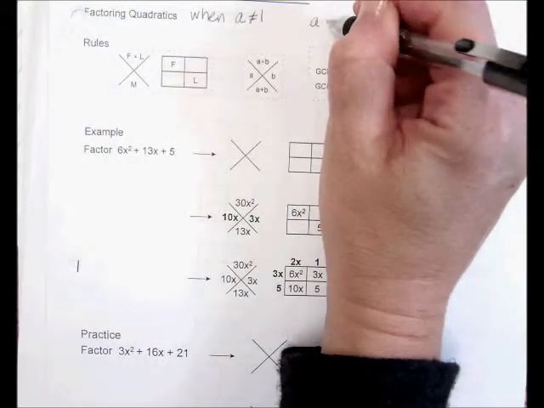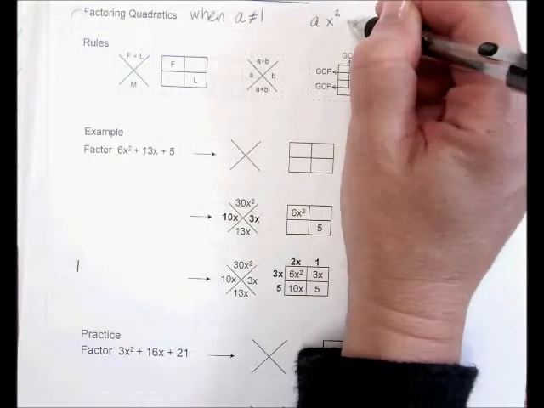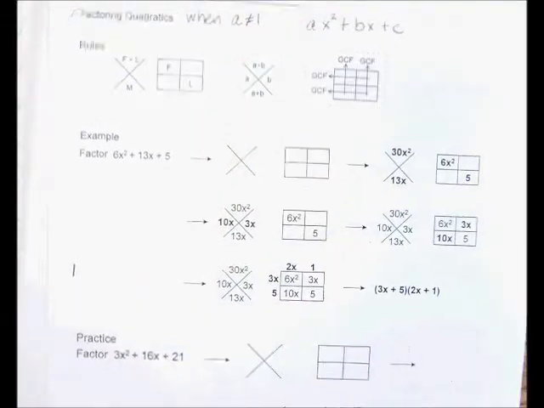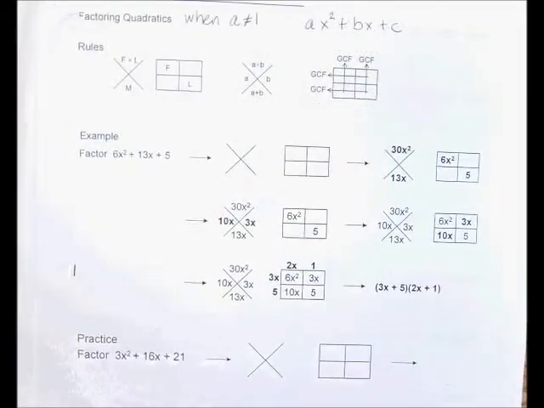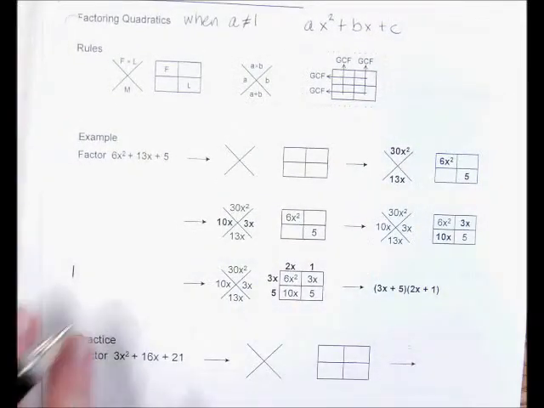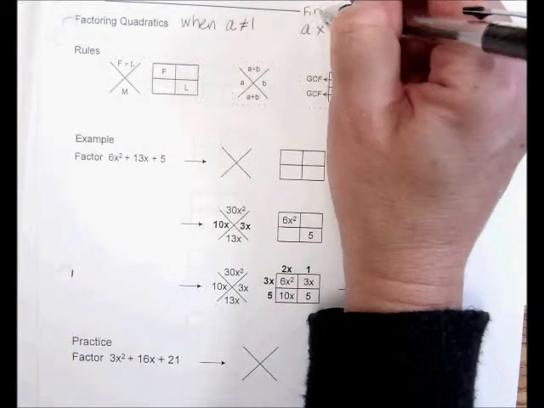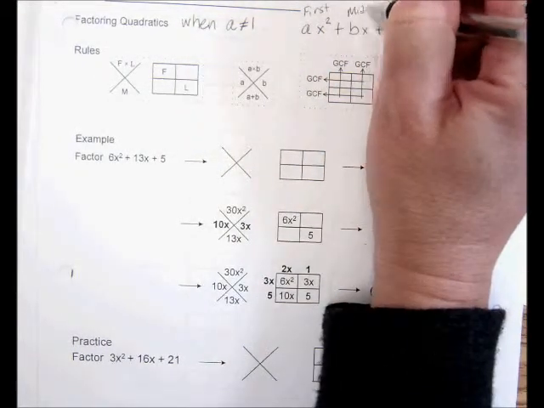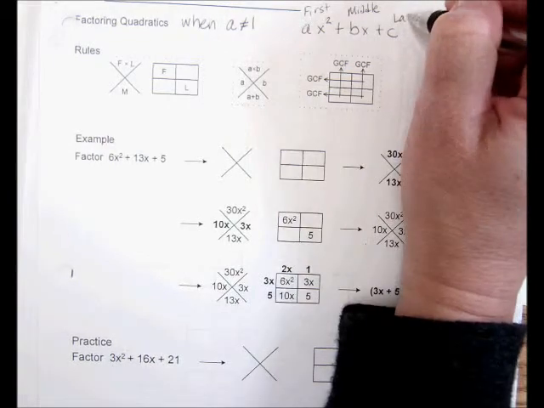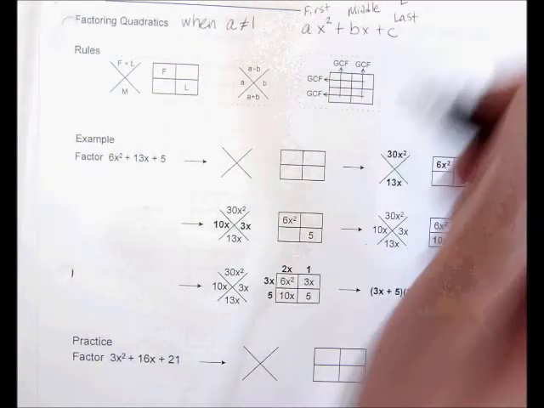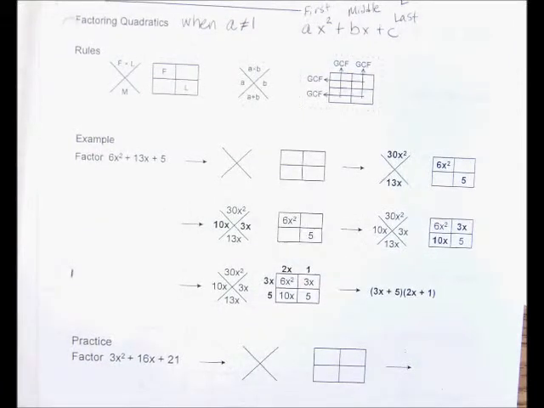So we talked about the standard form of a quadratic being in this form right here. And I wanted to take that a little bit further because this organizer talks about this in terms of the first term, the middle term, and the last term. So when they say F, M, and L, that's what we're talking about.